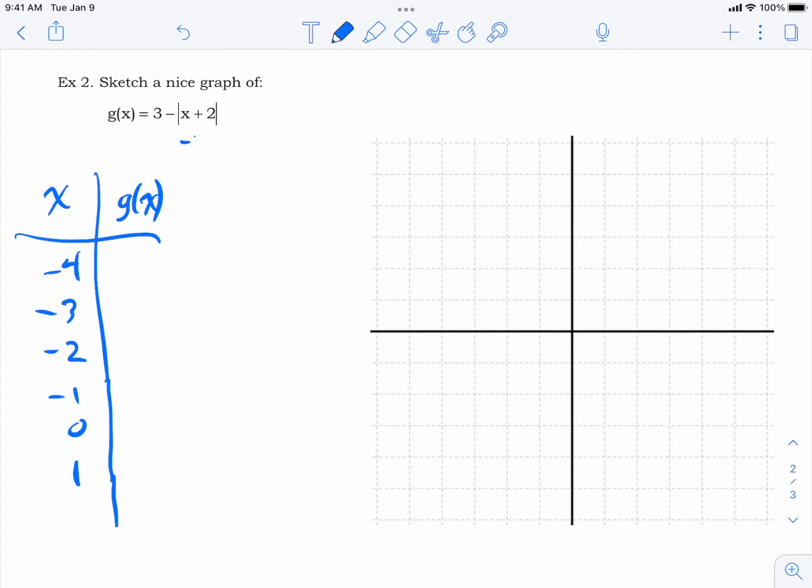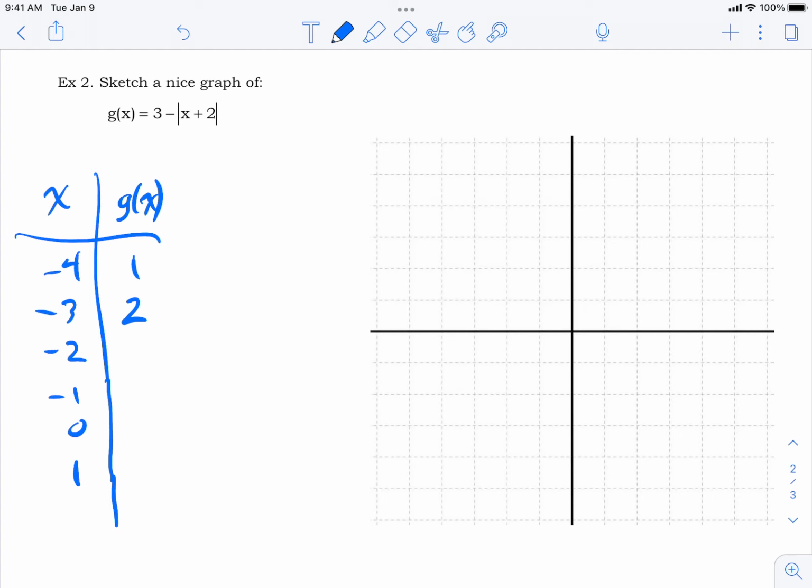If I were to plug in a -4 right there and add 2, I'd have a -2. But then I'd take the absolute value and I'd get 2. And 3 minus 2 is 1. Cool. If I were to plug in a -3, I'd have -3 plus 2 is -1. But then I'd take the absolute value and get 1. And 3 minus 1 is 2. Cool.